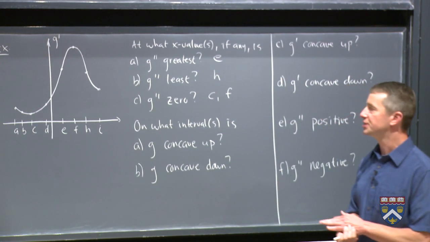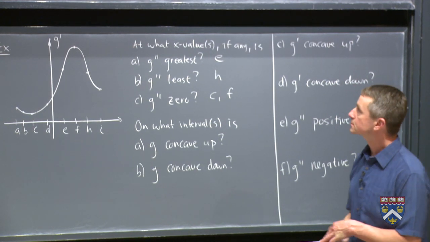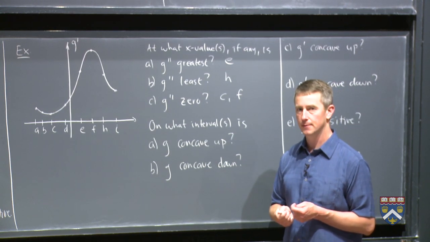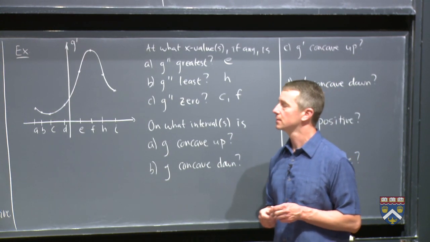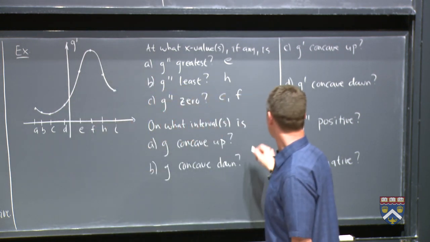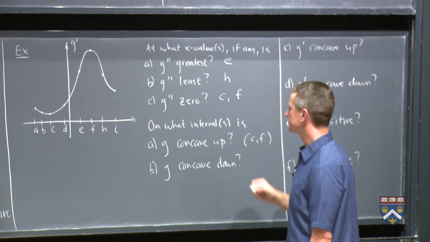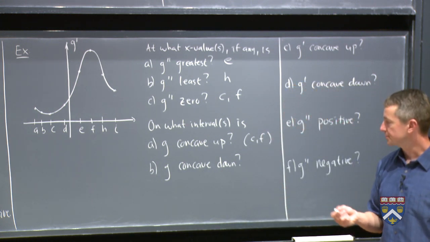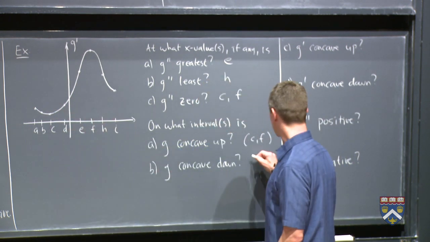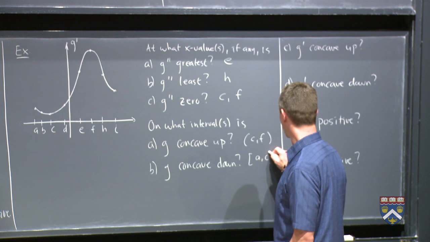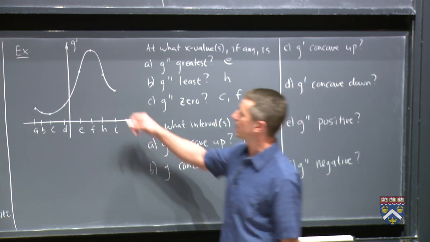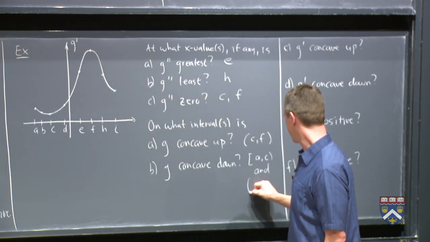On what intervals is G concave up? So according to our handy chart, G is concave up when G prime is what? When G prime is increasing. So where is this graph here increasing? From C to F. And according to our chart, G is concave down when G prime is decreasing. So from A to C. And again, remember, we don't really care whether to include endpoints or not. From A to C, and G prime is also decreasing from F to I.